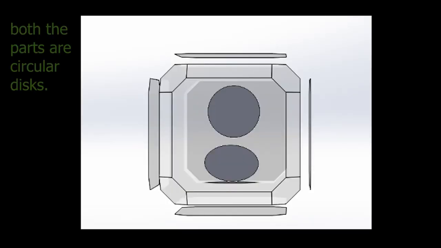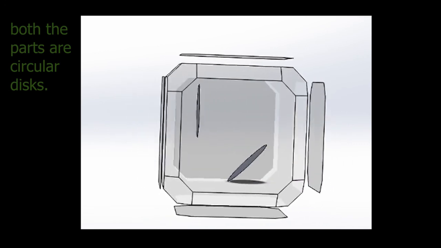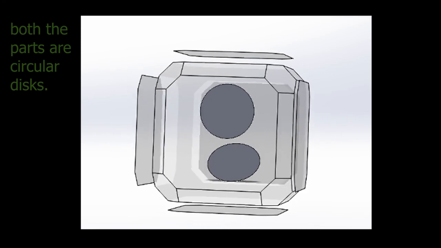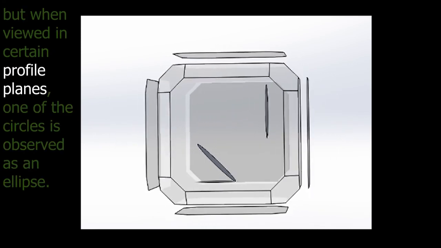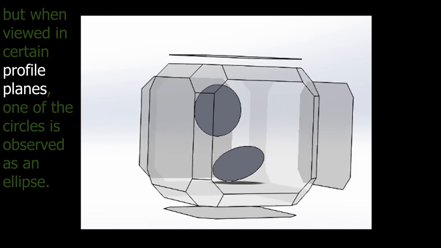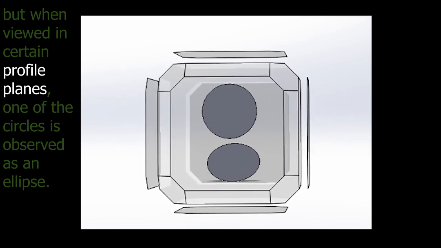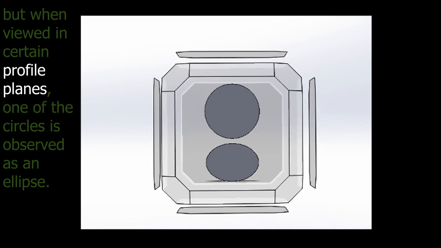Now I'll show you the same situation in a 3D animation so that you can have a better visualization of the case where the circle is observed as an ellipse. You can see that both the features inside the box are circles, but when viewed through certain planes of projection, one of the circles is seen as an ellipse.